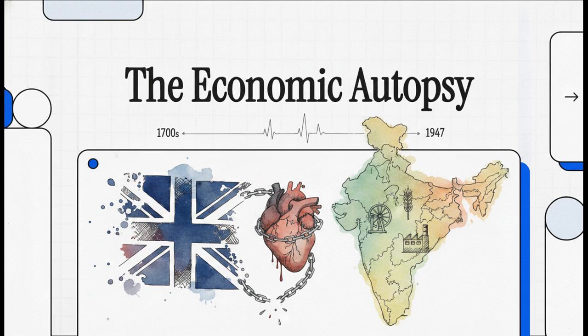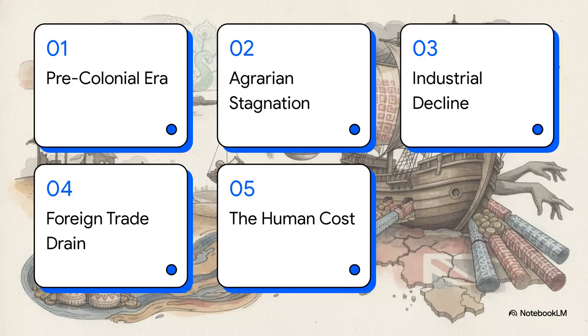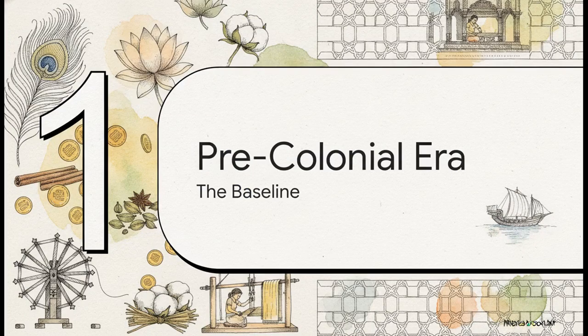So we're going to check the vital signs of this massive nation to understand the real nature of that colonial economic relationship. All right, here's our visual roadmap for today's explainer. 1. Pre-colonial prosperity. 2. Stagnation in agriculture. 3. Systematic industrial decline. 4. Foreign trade and wealth drain. And 5. Demographics and infrastructure.